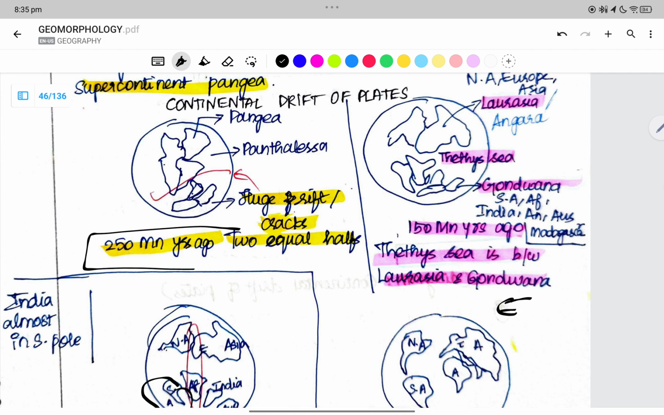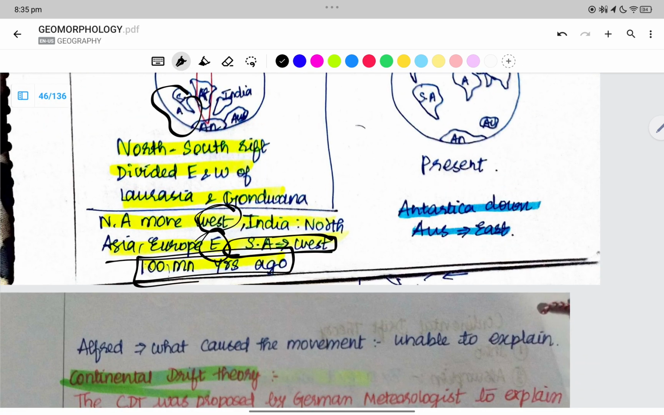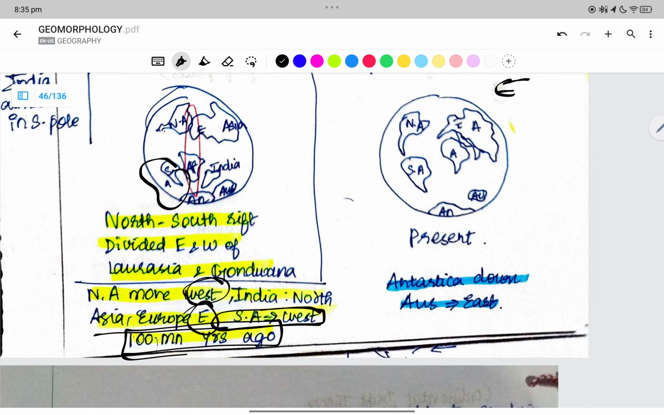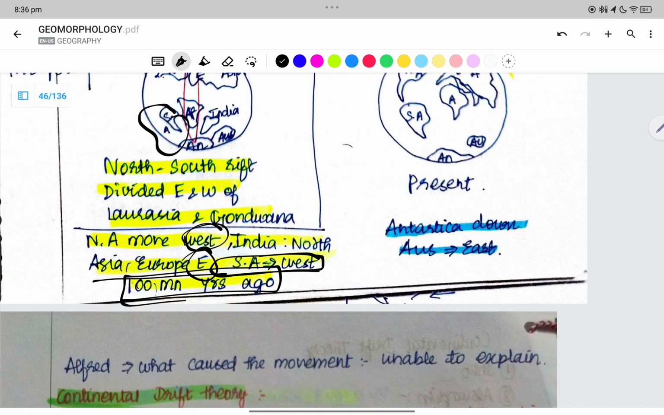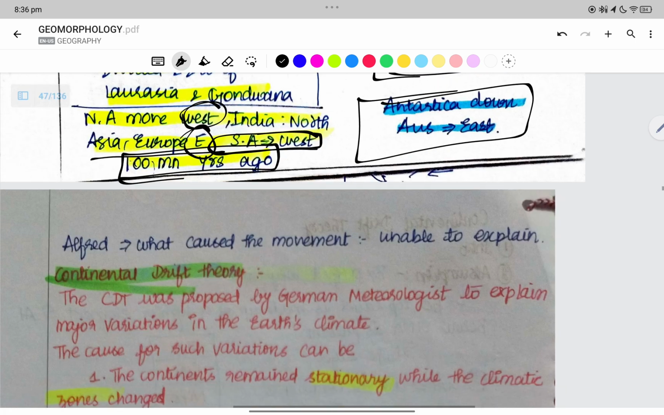So 250 million years ago, we have Pangaea and Panthalassa, right? 150 million years ago, there was a crack which divided Pangaea into Laurasia and Gondwana. Then we also have the Tethys Sea in between Laurasia and Gondwana. Now, 100 million years ago, there was a north-south rift which divided the west and the east of Laurasia and Gondwana. North America moved towards the west and India towards the north. Asia and Europe are in the east, South America in the west. At present, Antarctica is in the south and Australia is in the east.